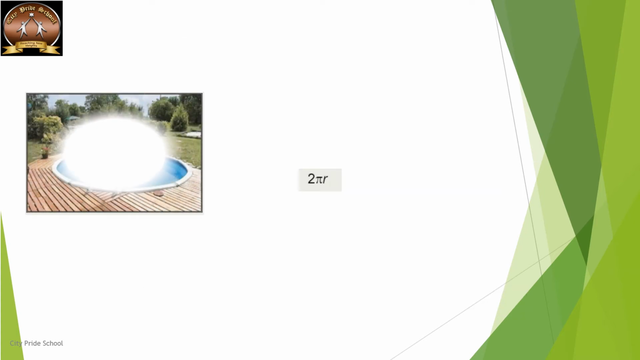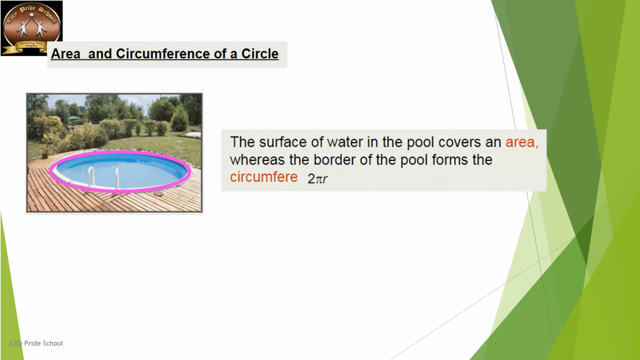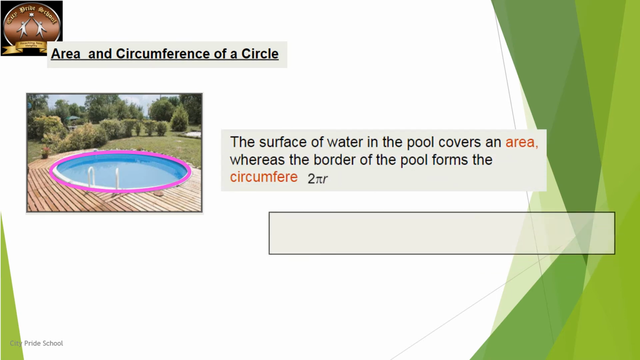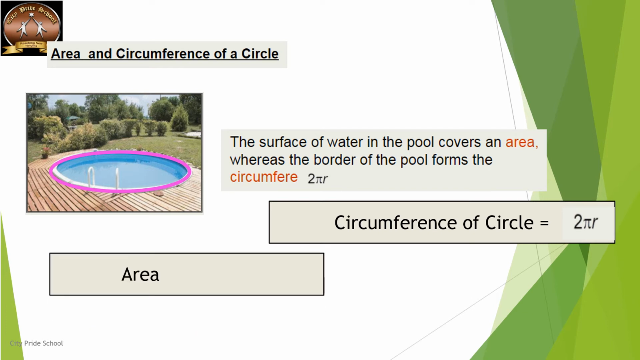Now let us look at this swimming pool. Oh, it's round, it's circular. So the boundary of the pool will give us the circumference, which is the perimeter of a circle. The circumference is the perimeter of the circle, and the formula to give the circumference is 2 pi r, where pi is 22 upon 7. Whereas area of a circle is given by pi r square, pi into radius square.